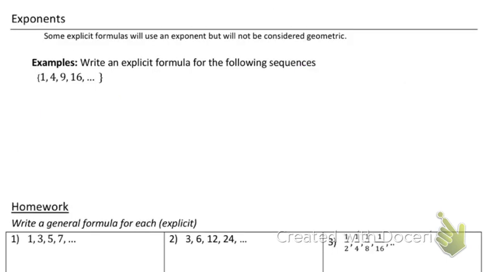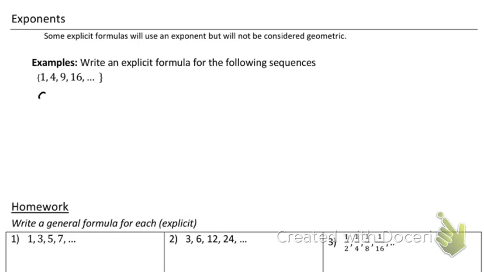These are exponential ones. Not exponential, but exponents. Some explicit formulas will use exponents, but will not be considered geometric. So if I look at 1, 4, 9, and 16. Well, 1 times 4 is 4. 4 times 4 is 16. I have to account for that 9, so that is not geometric. It's also not arithmetic. You can't just add 3 over and over and get to all of those. So this is going to be something different.